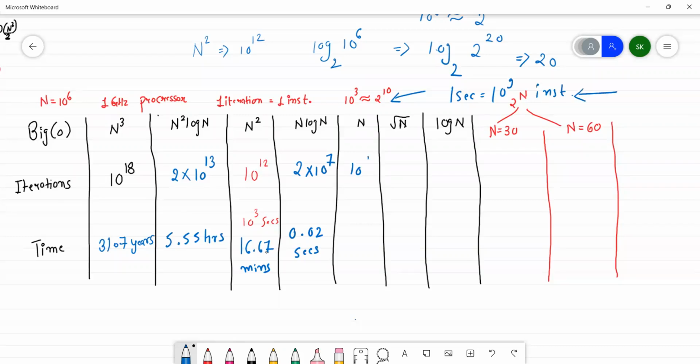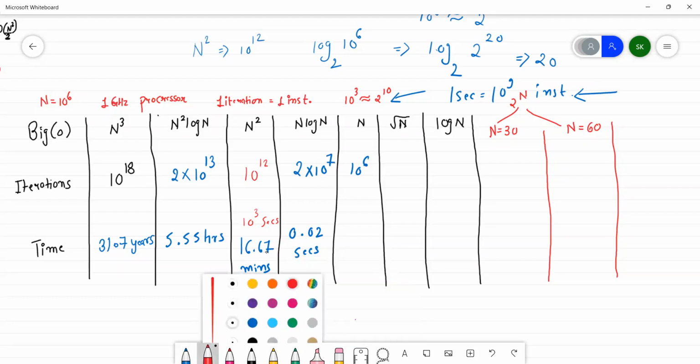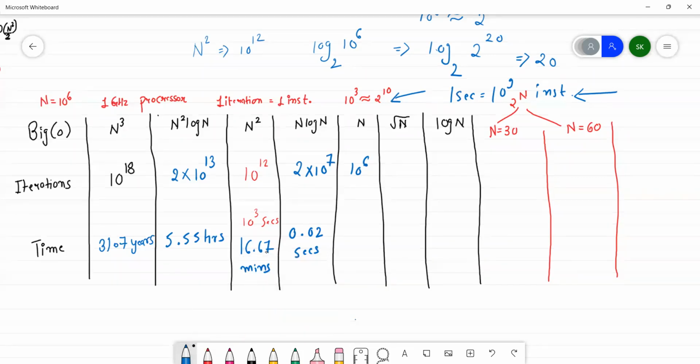N will be 10 to the power 6. What will be the time taken for this? It will give me the exact values, guys. It will be 0.001 second. Okay, under root n. Under root n will have the number of iterations as 10 to the power 3.